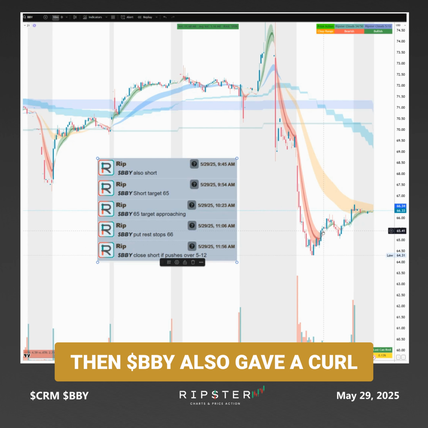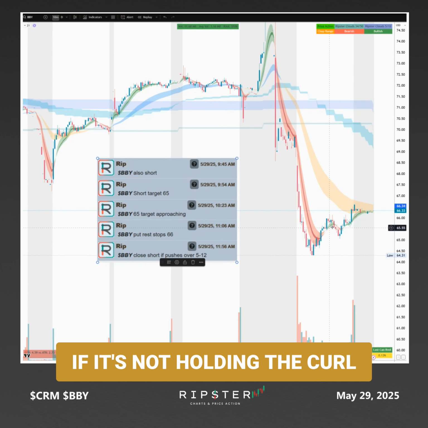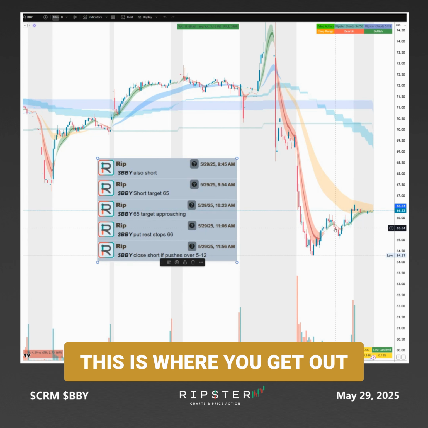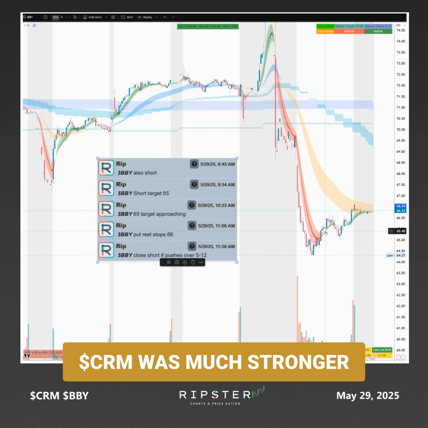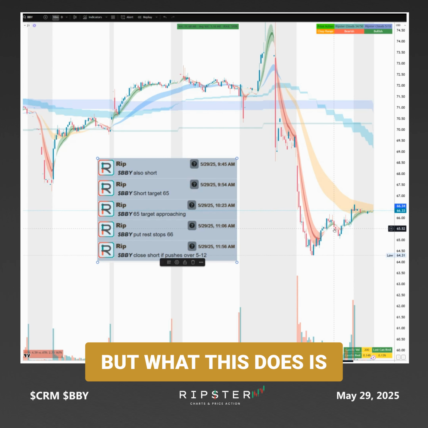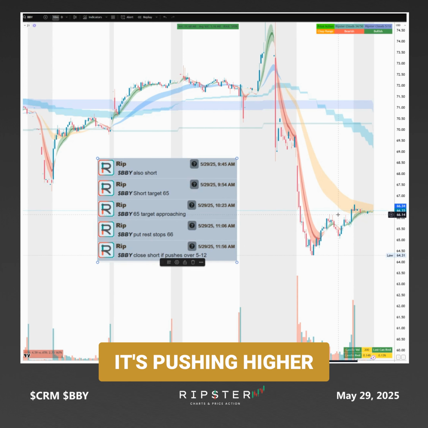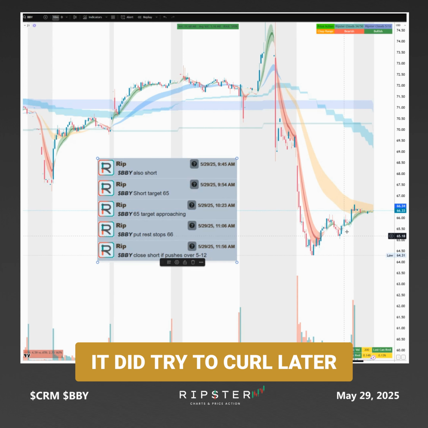Then BBY also gave a curl, but this is where the curl failed. It tried to push, but it failed, and you get out here. Usually if it's not holding the curl, it's choppy for the rest of the day. This is where you get out if you tried to play the curl. CRM was much stronger, but BBY was not, because it pushed and right away it failed. But because you have your stops right here, you do not take too much damage. Once it's pushing higher, you move your stops up, you get out, take a small loss. It did try to curl later, we didn't play that, but you need to identify these setups.